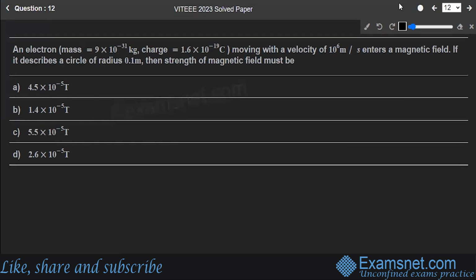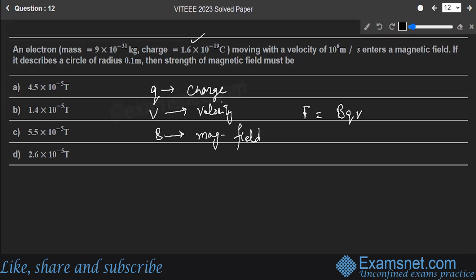Question number 12, an electron with the mass this, charge this, moving with the velocity 10 power 6 meters per second enters a magnetic field. If it describes a circle of radius 0.1 m, the strength of the magnetic field must be. So when a charged particle with the charge q, velocity v, is moving in a magnetic field with the intensity B, it exerts a force that is equal to BQV.